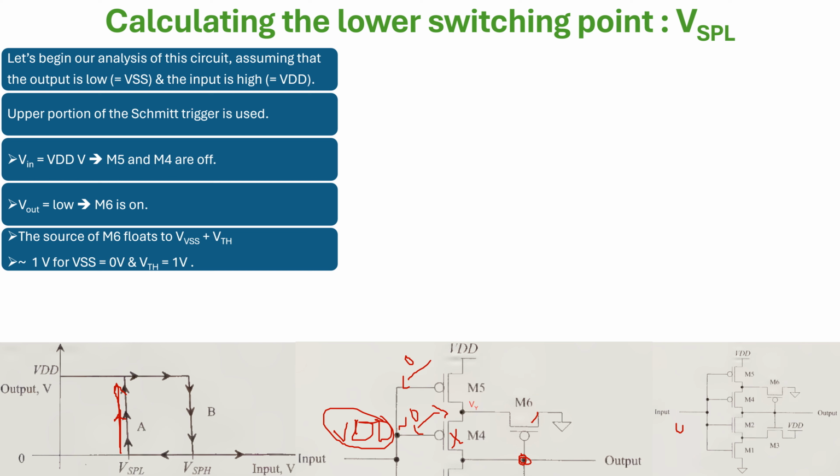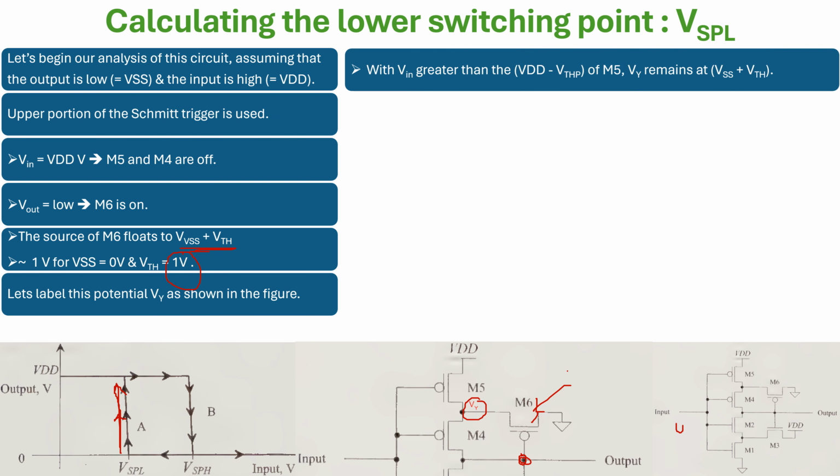It's very clear now, right? Now we understood this VY floats with voltage VTH of M6. Just for example, assume the VTH of this M6 is 1 volt, and the VY floats at 1 volt. That's all.